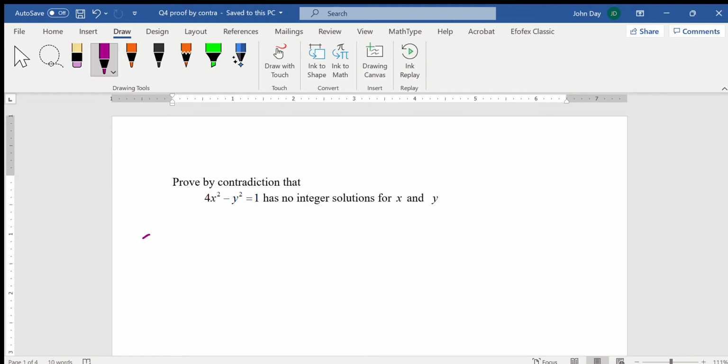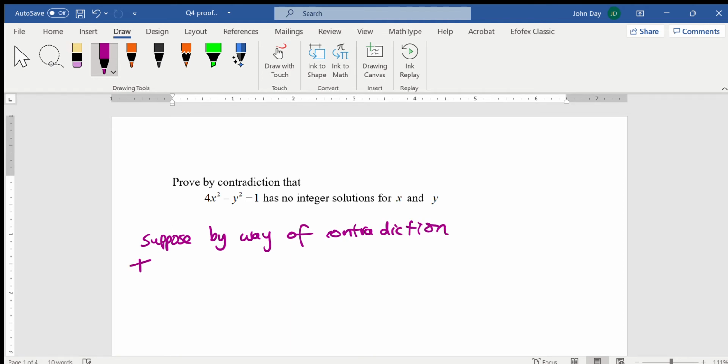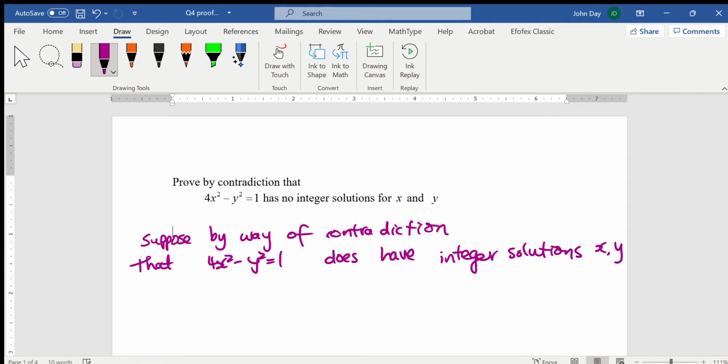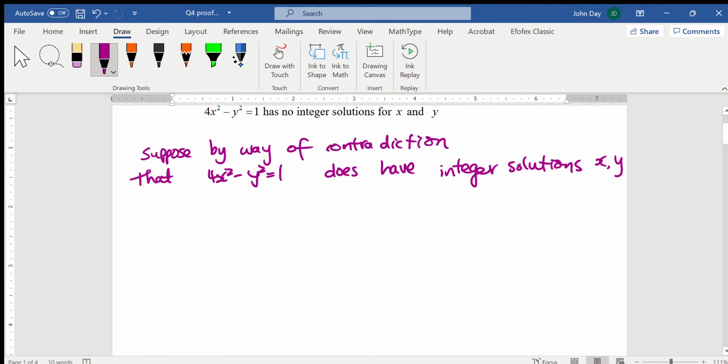Well, let's suppose, by way of contradiction, that 4x squared minus y squared equals 1 does have integer solutions for x and y. All right, so let's suppose that that's the case. Well, then 4x squared minus y squared equals 1.